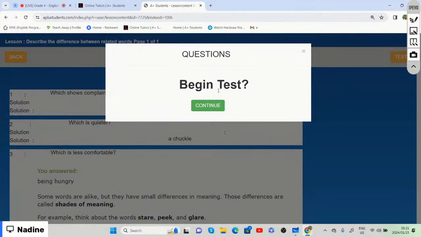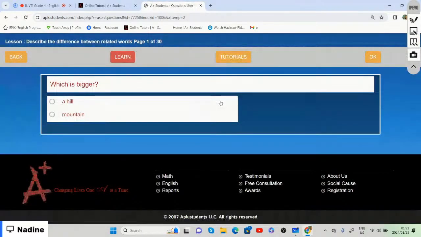All right, so now let's go to our test. So we now need to say which one is bigger. So we need to say which one is bigger, a hill or a mountain. So which one is bigger, a hill or a mountain? So we need to say which one is bigger, a hill is bigger or a mountain is bigger. So which one is bigger? Is it a hill that is bigger or a mountain that is bigger?